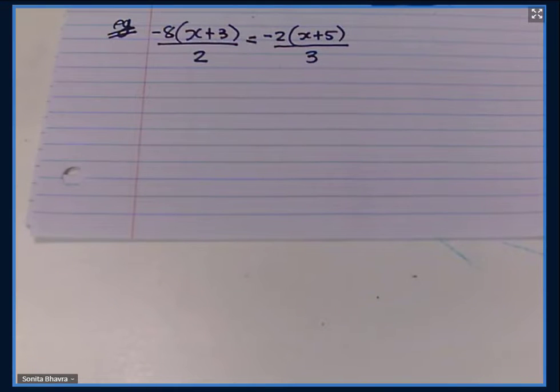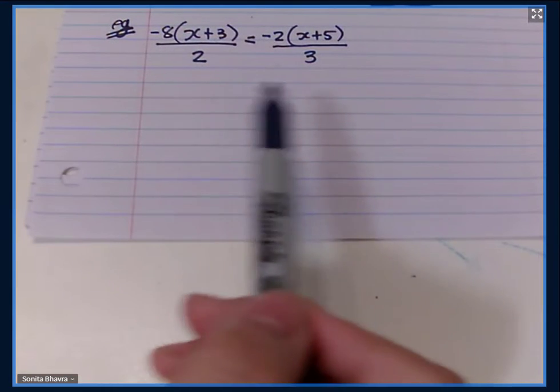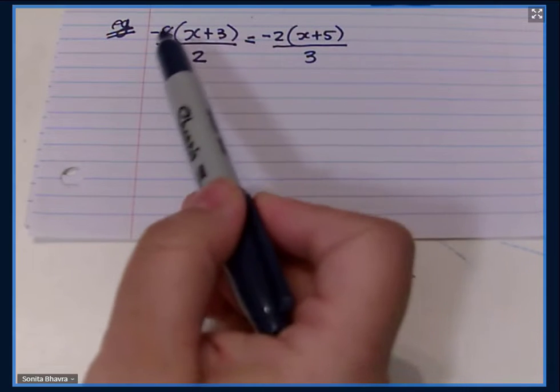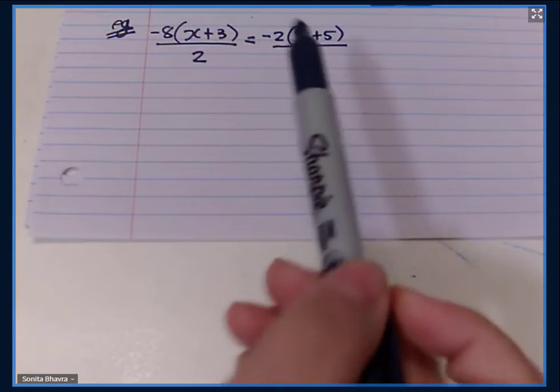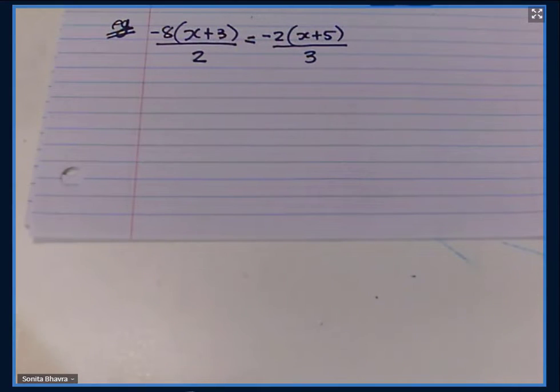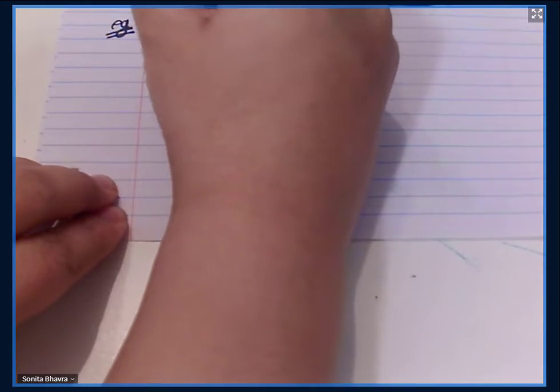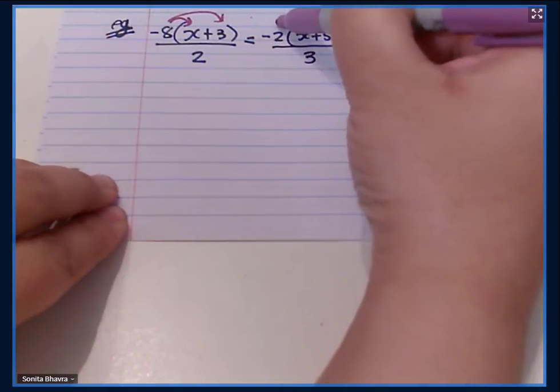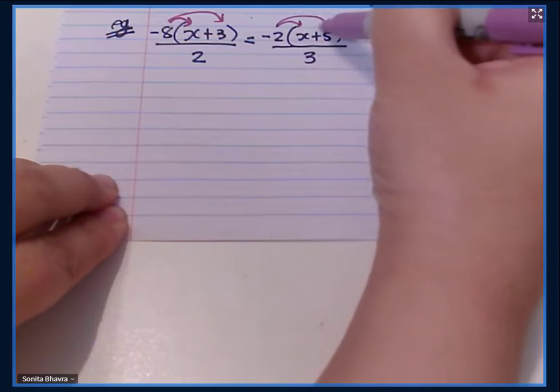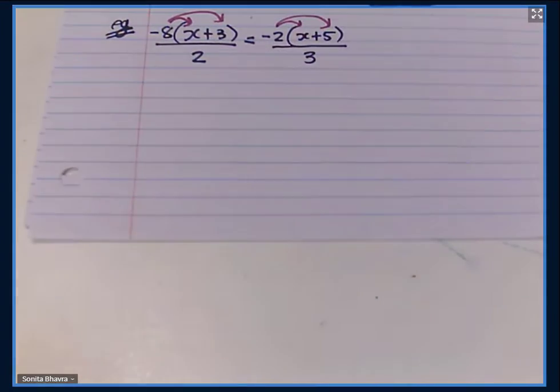All right, so when we have a ratio type equation like this, and we have brackets, we will work with the brackets first, do the distributive property before we start the cross multiplication. So we'll take this -8 and multiply it with everything inside that bracket, and take that -2 and multiply it with everything inside the bracket there.